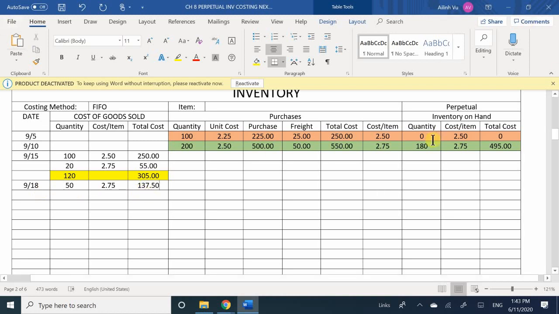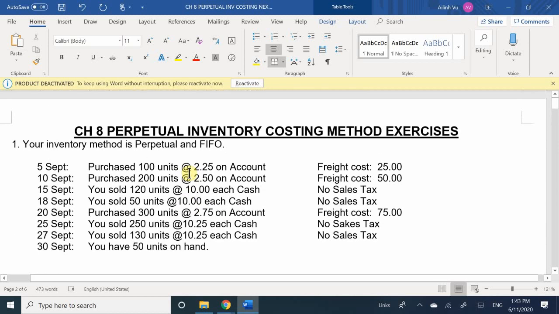So now we're going to come here. What is 180 subtract 50? 130. And then what is our 495 minus this 137.50? 357.50. Yes, 357 and 50 cents is correct. All right. Any questions here? No, we just subtracted out. All right. Now let's go back to the top.